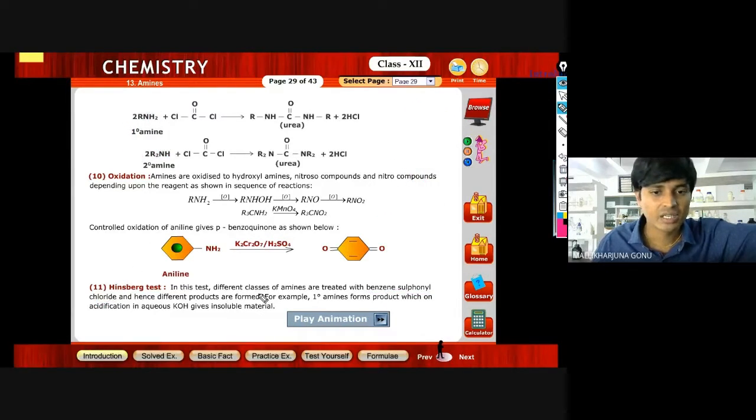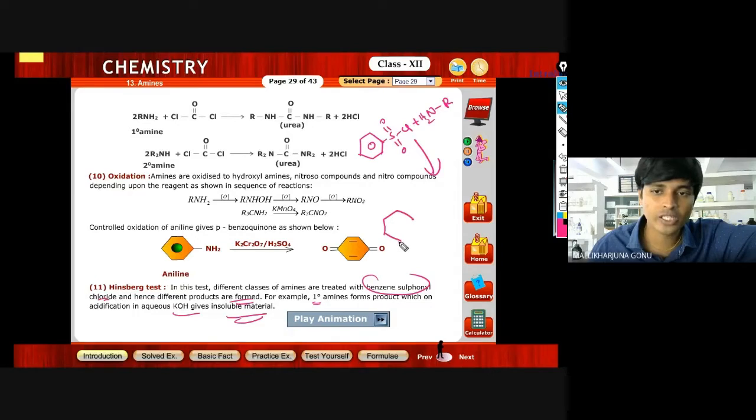In this test, different classes of amines are treated with benzene sulfonyl chloride, and hence different types of products will form. For example, first degree amines form a product which, on acidification in aqueous KOH, gives insoluble material. So whatever the amide you are getting, for example, I have reacted with the amine, NH2R. So what product will you get here? This product you will get here.